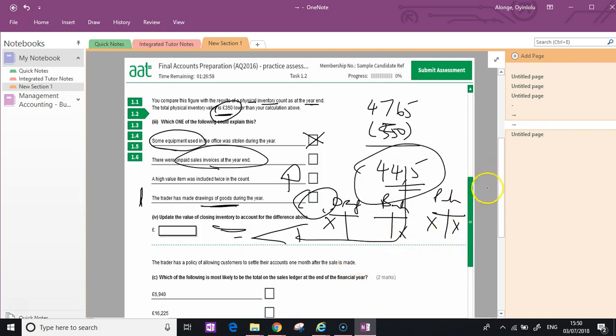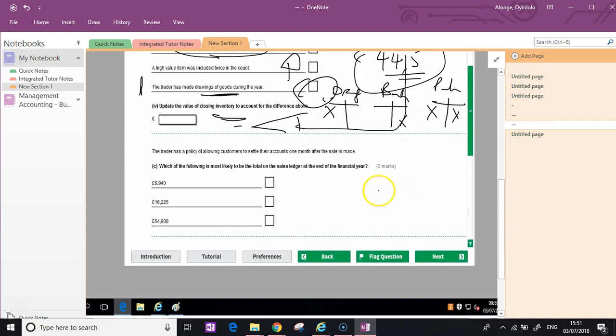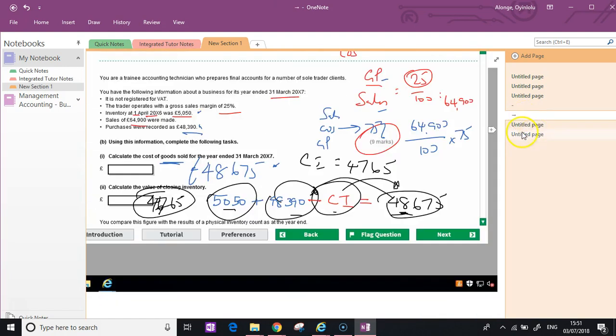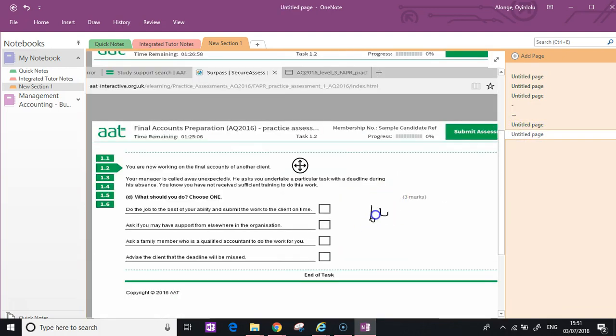And then this one is a bit of a logic question again, but let's see what they're really saying. They're saying here that the trader has a policy of allowing their customers to settle their accounts 1 month after the sale is made. So let's go back to the information that we have here for this customer. We have here sales of 64,900.